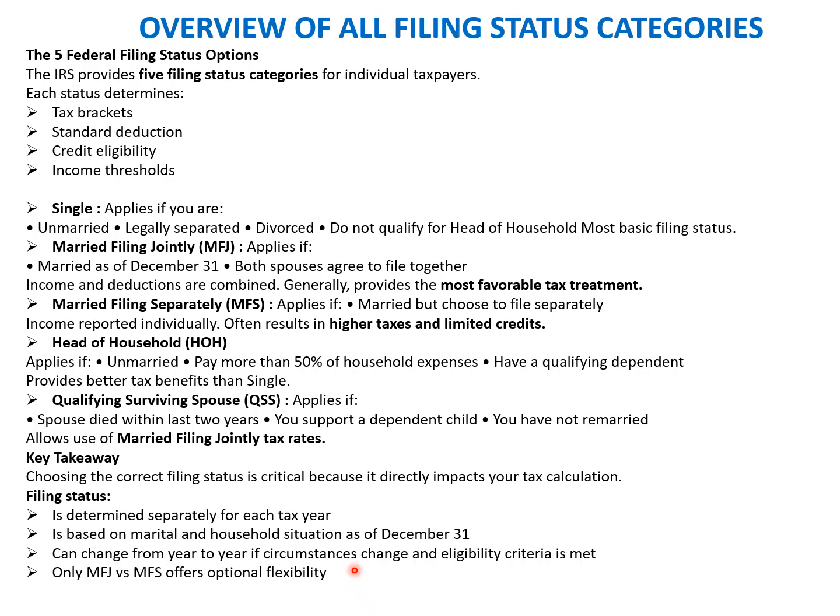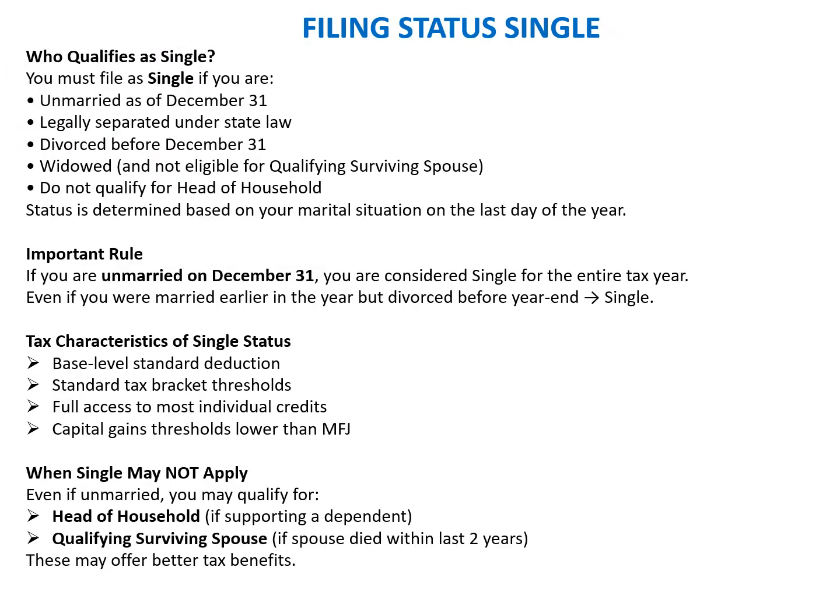Okay, so now having understood all the filing categories, which are 5 filing categories, we'll now do a deep dive into each of these individual filing tax categories. So we'll start with the single one. So we'll move to the next. Okay, so we'll talk about the first category, which is filing status single.